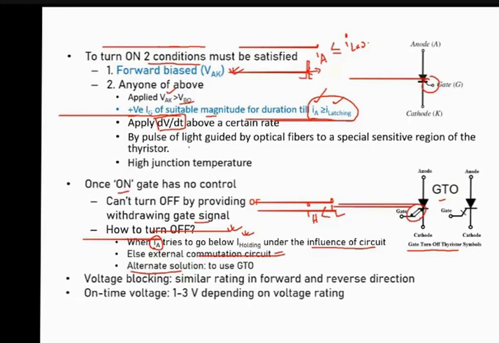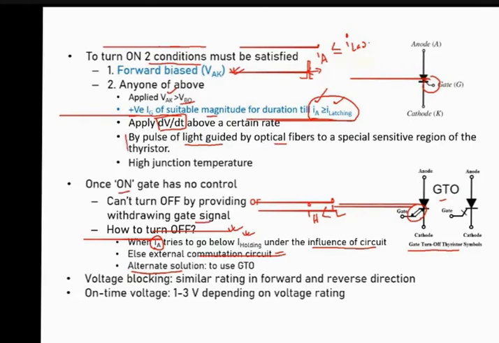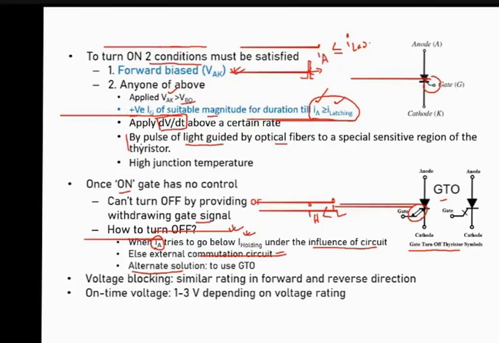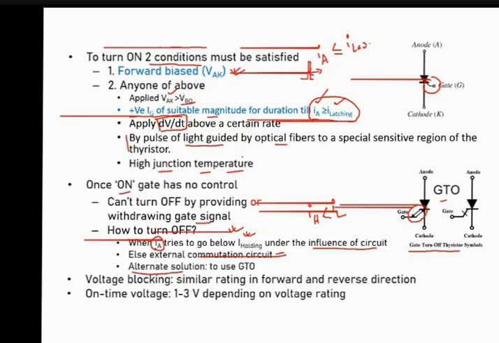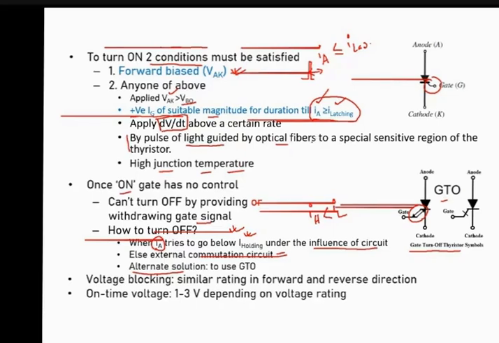Another interesting way to turn on is by guiding some light through optical fiber in a particular sensitive zone of thyristor. So this is a specially designed thyristor, not a regular thyristor. So you can have some light flowing through a particular sensitive zone, and that can break your covalent bonds, and that creates free charge carriers to continue its current conduction. And another option is that you create high junction temperature, because if your junction temperature is high, it will break the covalent bond and it will free up some of your charge carriers. Okay, these two are self-explanatory.